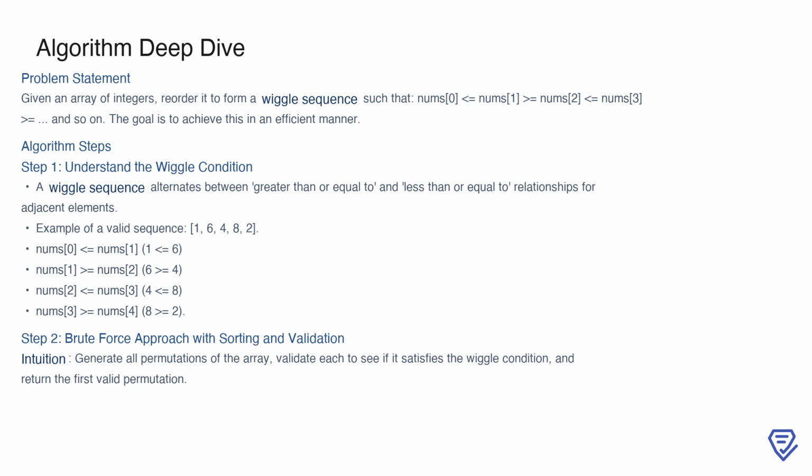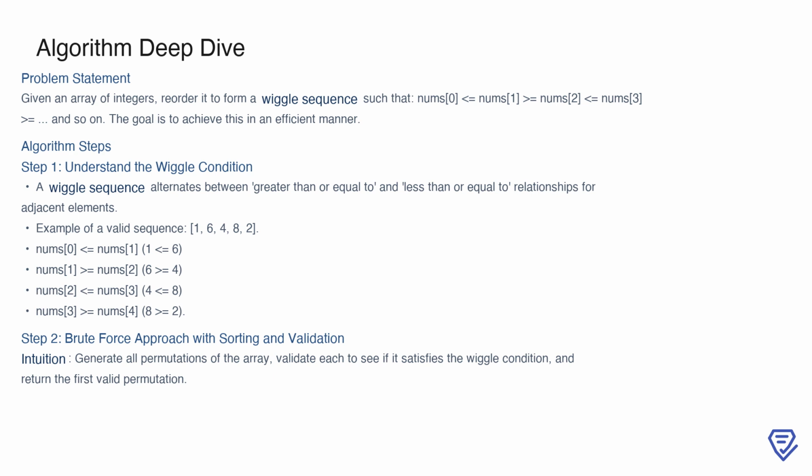A wiggle sequence is a special ordering of numbers where adjacent elements alternate between greater than or equal to and less than or equal to. For example, in the sequence 1, 6, 4, 8, 2, the relationships alternate as follows: 1 is less than or equal to 6, 6 is greater than or equal to 4, 4 is less than or equal to 8, and 8 is greater than or equal to 2.